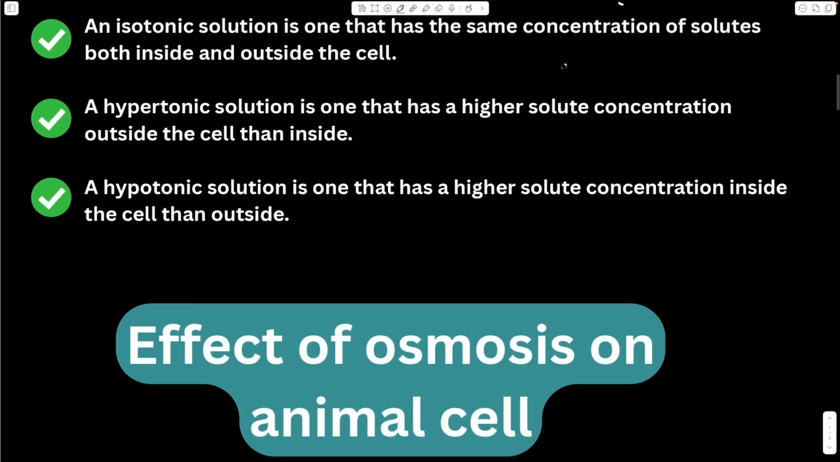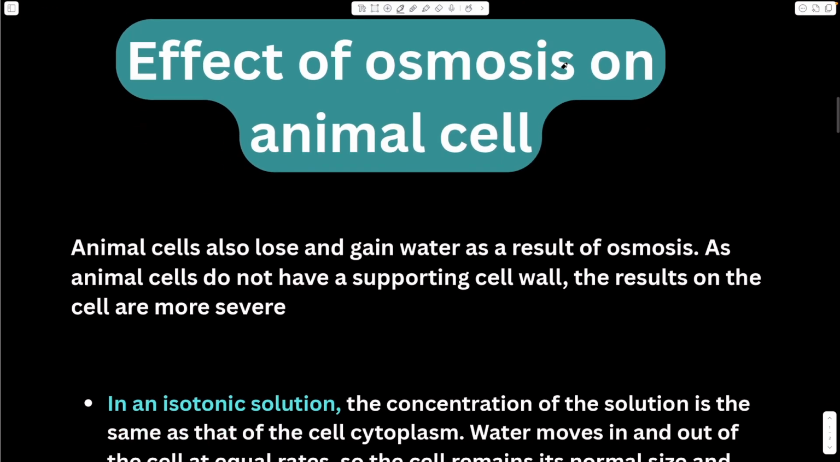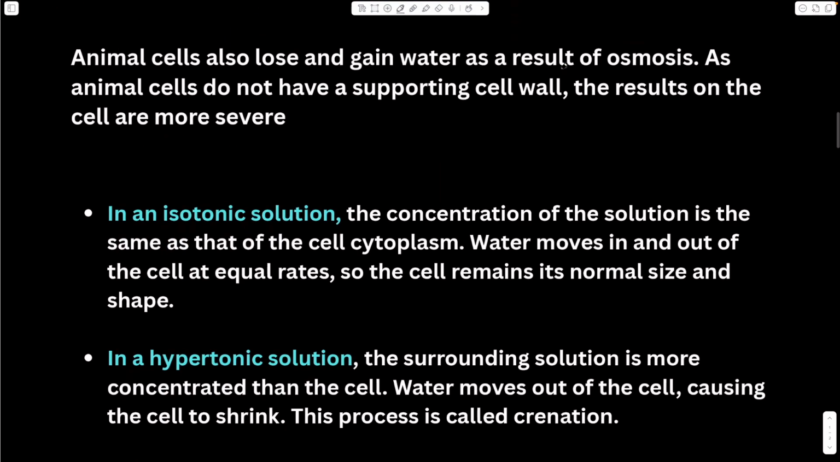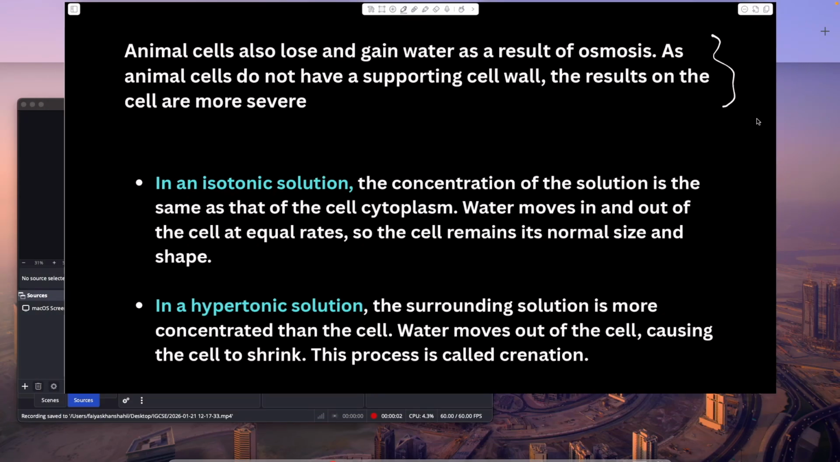What is the effect of osmosis on animal cells? Animal cells also lose and gain water as a result of osmosis. As animal cells do not have a supporting cell wall, the result on the cells is more severe. What does this severe actually mean? Animal cells, as they do not have a cell wall, burst when too much water moves inside the cell.